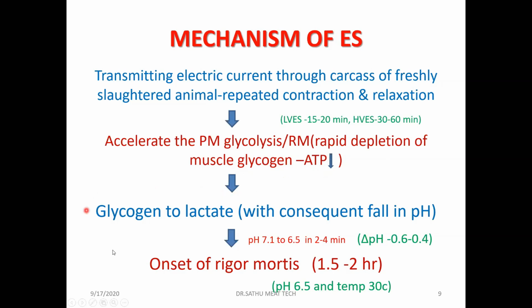it will get into the onset of rigor mortis. Here we can also see that during the anaerobic glycolysis, there is accumulation of lactic acid, so the pH will also fall very rapidly.